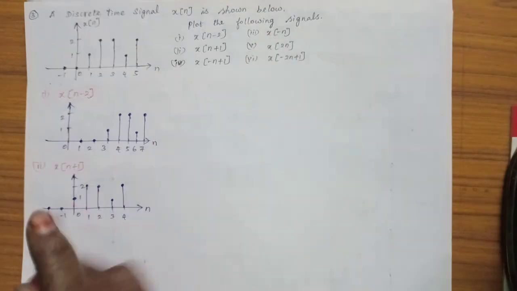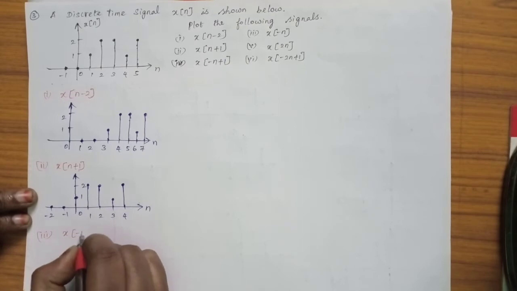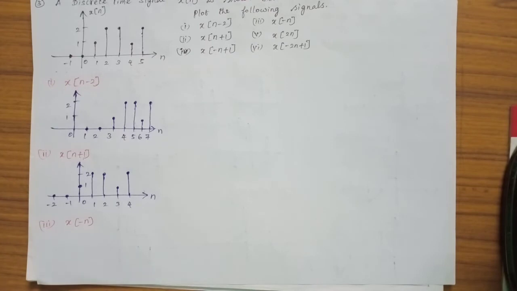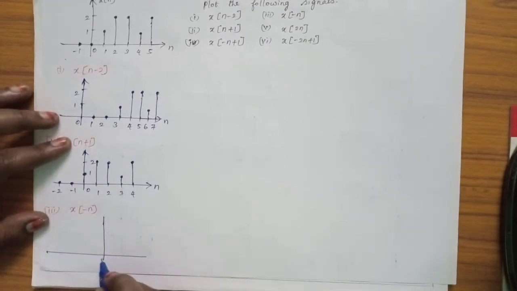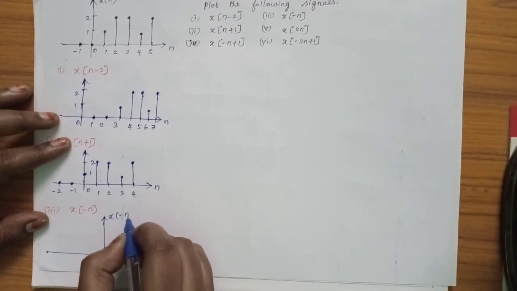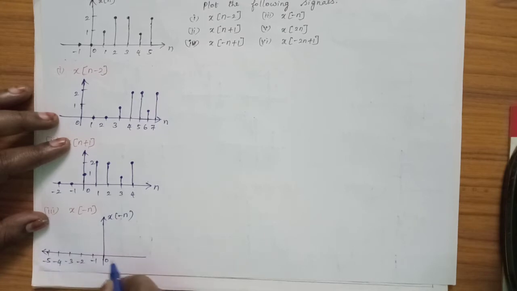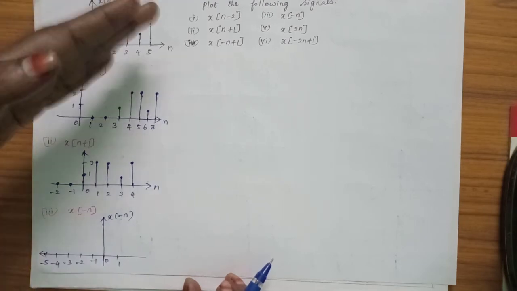Next we'll perform x[-n]. x[-n] means the time reversal operation. For the time reversal operation we need to flip the signal about the y-axis. If I flip the signal about the y-axis, whatever signal is present at the left side gets moved towards the right side.